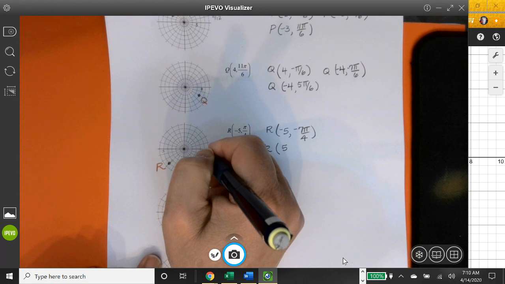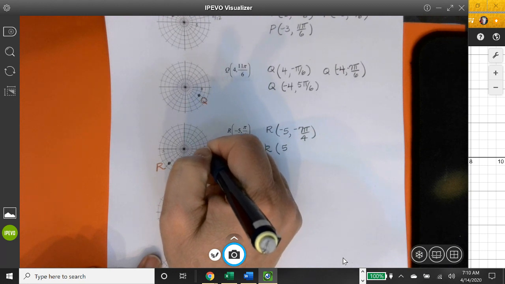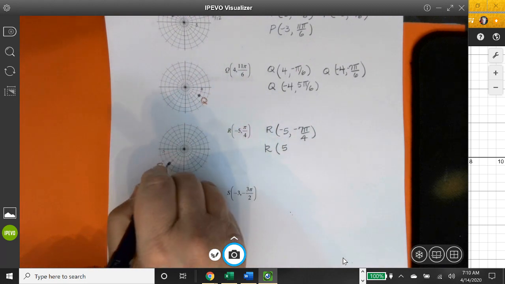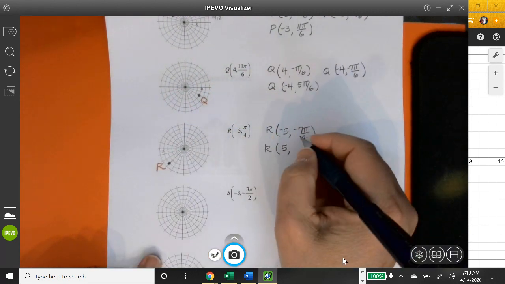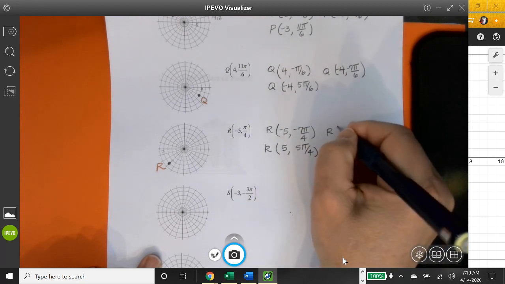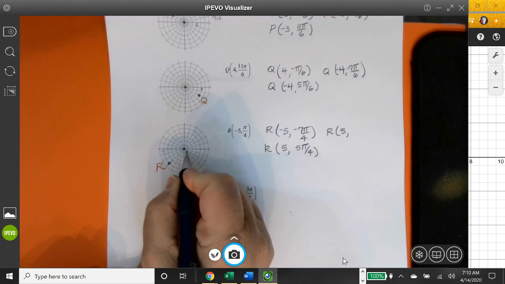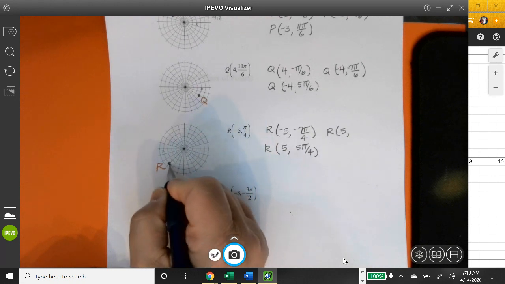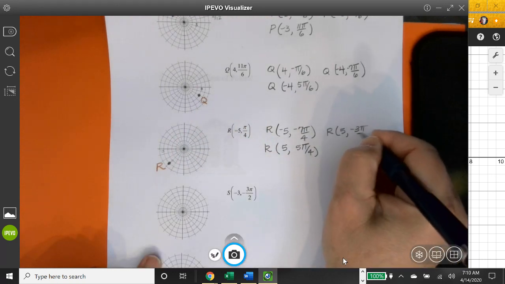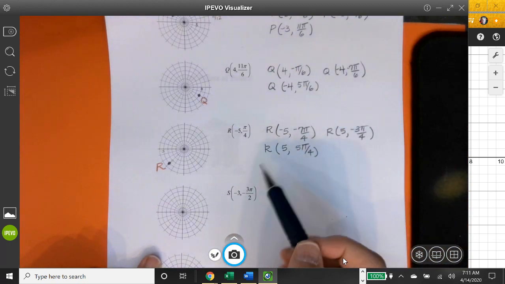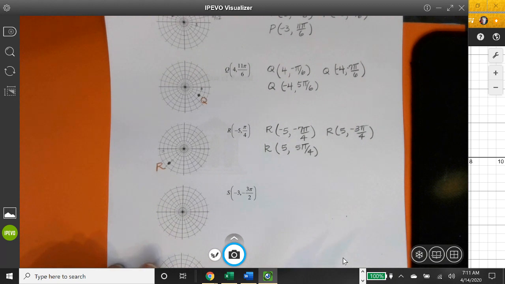Let's go positive first. So we could rotate counterclockwise. So this would be positive pi over 4, 3 pi over 4, 5 pi over 4. And then I could rotate out positively 5 again. 1, 2, go out radially 5. And then do counterclockwise, which would be negative. So that would be -3 pi over 4. So again, in the interval 0 to 2 pi, I have 4 representations for R.